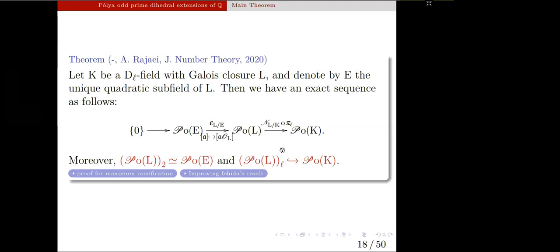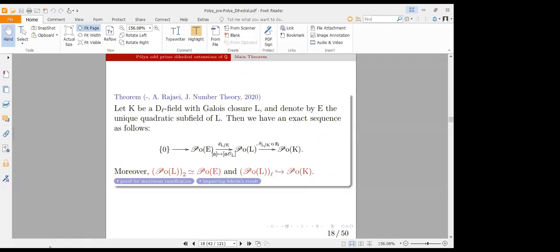Your comment was interesting. There is a similarity between this exact sequence and the restriction-inflation maps. Yes, thank you. And another question.